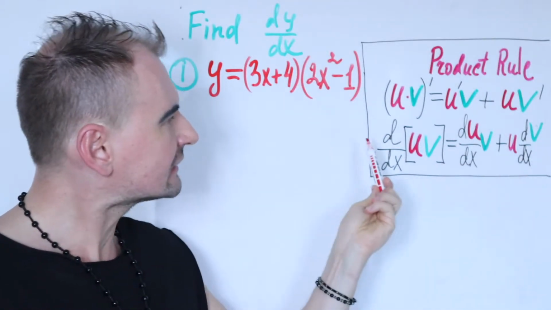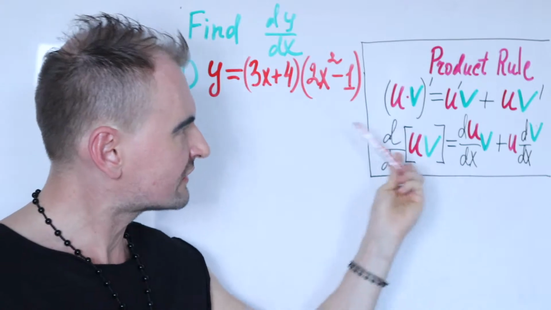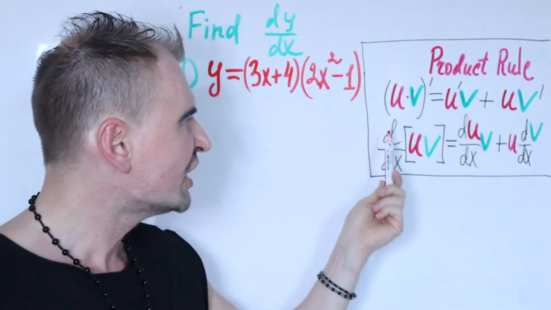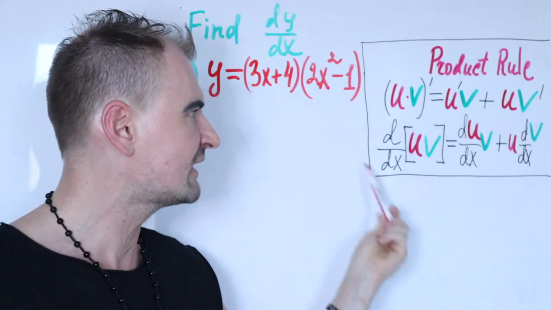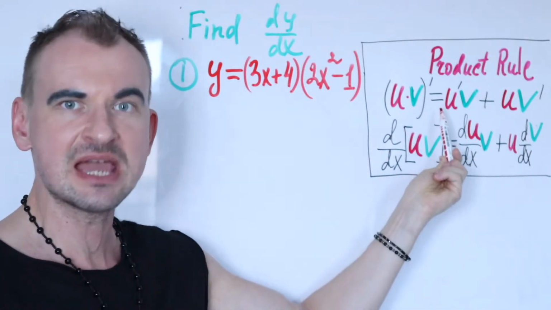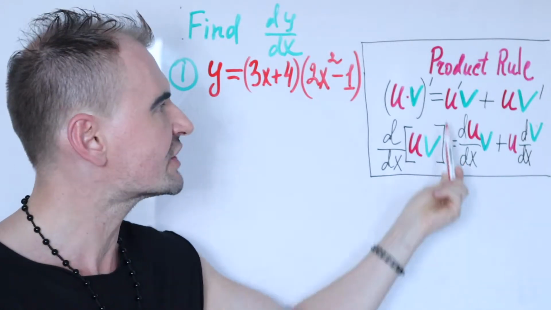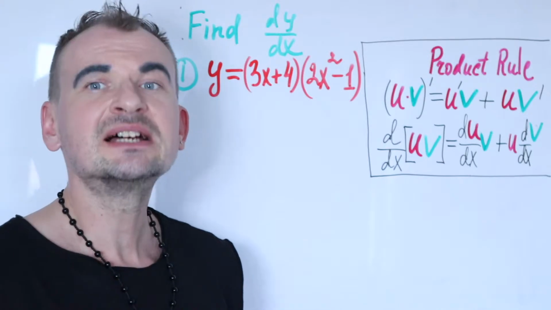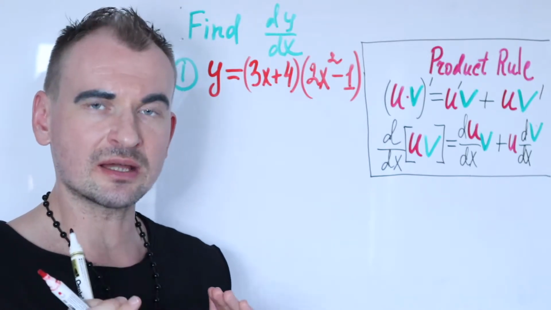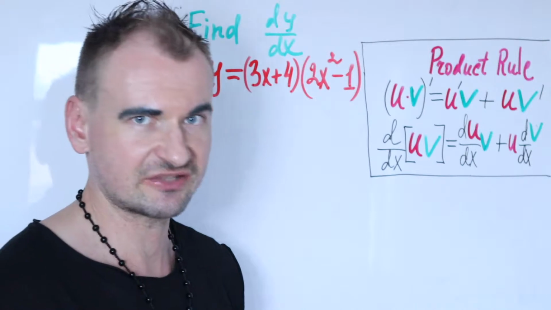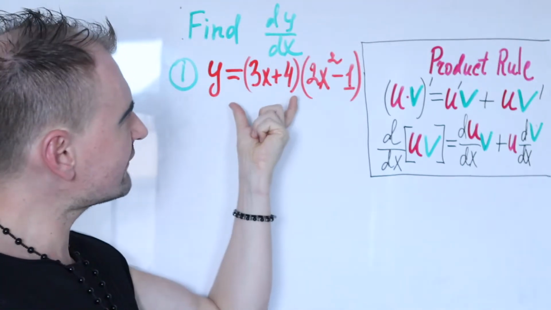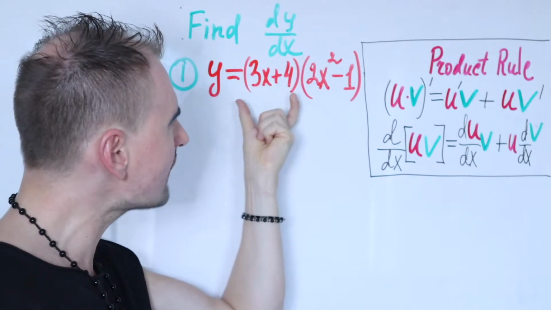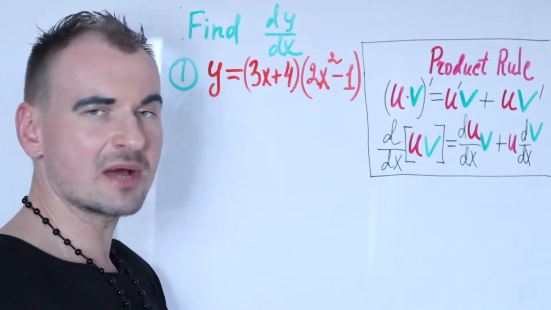Now, the second line, I've just written this product rule using another notation. This is dy dx notation, but it's precisely the same, absolutely the same thing as this one. It's the same product rule. Alright, let's take a look at how it works. Suppose you are given these two functions, namely 3x plus 4 and 2x squared minus 1.